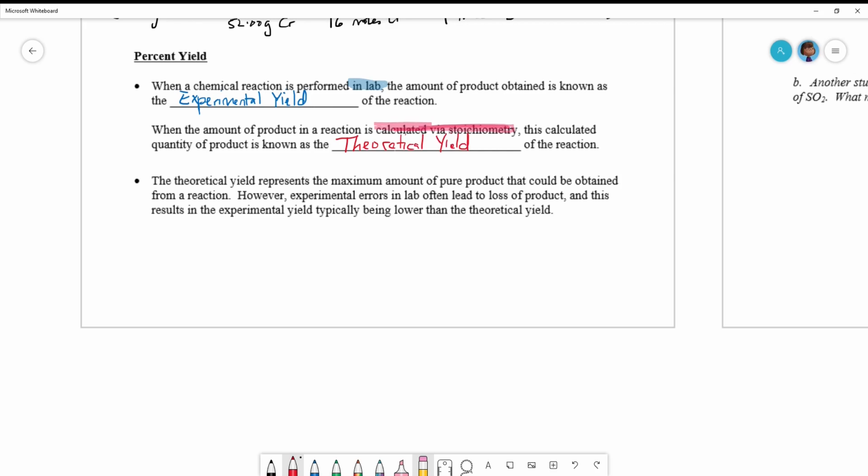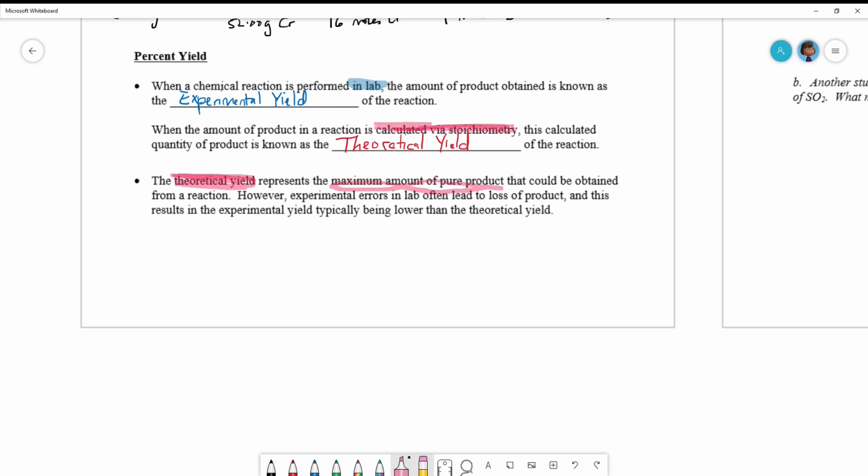No lab work necessary. Now, as it turns out, the theoretical yield represents the maximum amount of pure product that could be formed. So that's the theoretical yield. You can't do better than the theoretical yield. It's just not possible to do better than the theoretical yield.